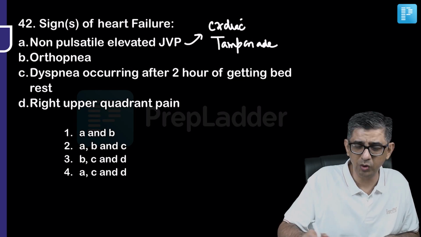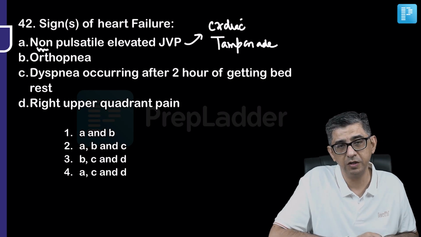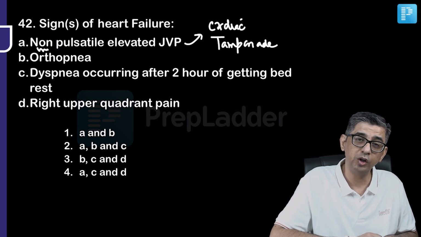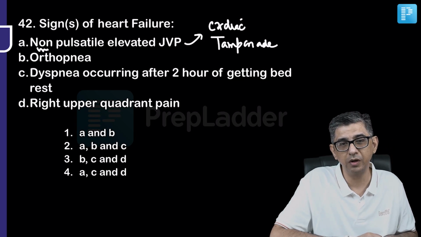There are only 2 scenarios where I've described that there is a non-pulsatile elevated JVP: superior vena cava thrombosis and cardiac tamponade. So this is not a feature of heart failure. It's rather when intrapericardial space pressure is more than the left ventricular end diastolic pressure.